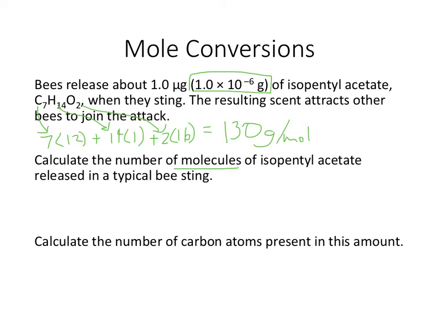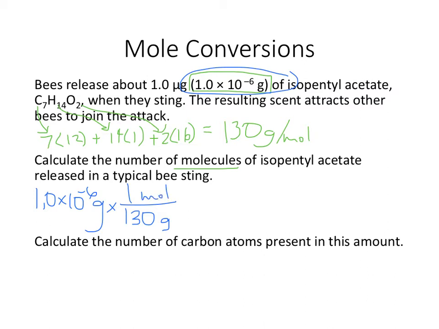So I'm starting with what I'm given, 1.0 times 10 to the negative 6 grams. If the only thing they gave me was the micrograms, I would have to convert it, but since they gave me the grams, it'll make my life a little simpler. So now from that grams, I have calculated that the molar mass is 130 grams per mole. So that's how many moles of isopentyl acetate. But we're looking for molecules. So 1 mole contains 6.02 times 10 to the 23rd molecules. 1 mole of anything contains 6.02 times 10 to the 23rd molecules.